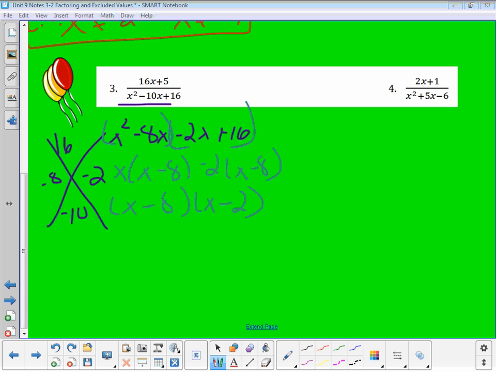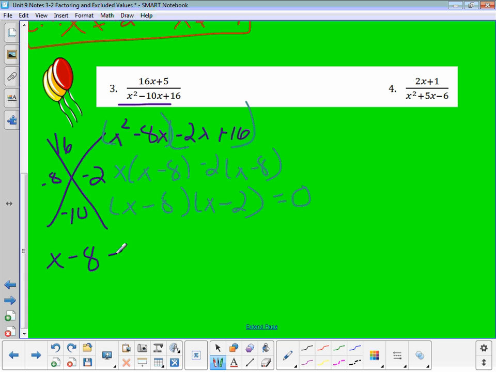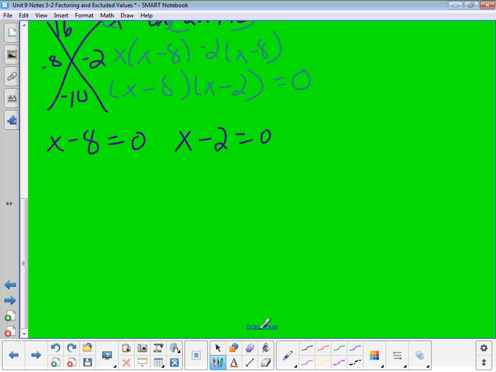Okay, so when you factor that, you end up getting x minus 8 times x minus 2, and we're going to set both of those equal to 0. So now x minus 8 is equal to 0, and x minus 2 is equal to 0. So here we're going to add 8 to both sides, and we get that x is equal to 8. Here we're going to add 2 to both sides, and we get that x is equal to 2.